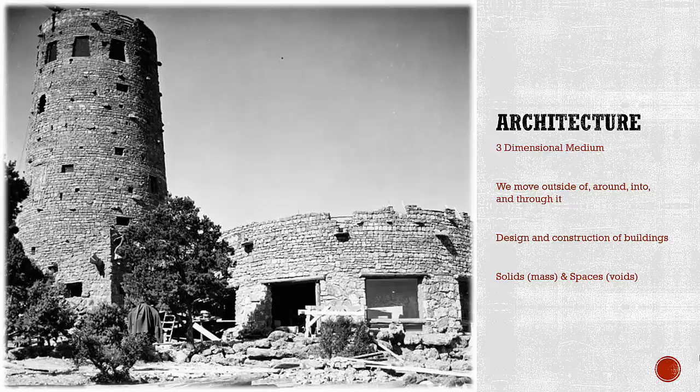We can examine architectural aesthetics by studying the design and construction of buildings. A work of architecture is constituted by solids, or mass, and voids, or space. Groupings of enclosed spaces or voids are accomplished through the construction of enclosing masses or solids like walls and ceilings.